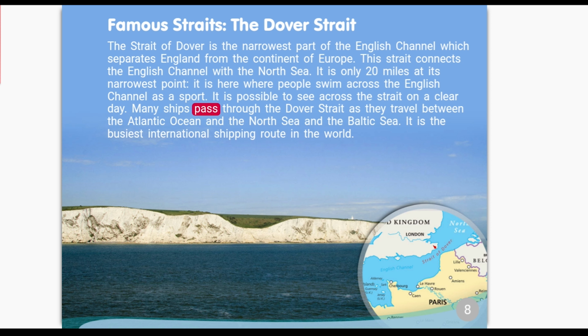Many ships pass through the Dover Strait as they travel between the Atlantic Ocean and the North Sea and the Baltic Sea. It is the busiest international shipping route in the world.